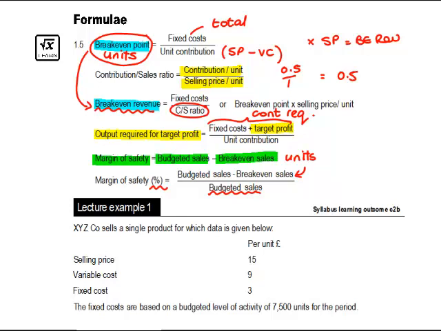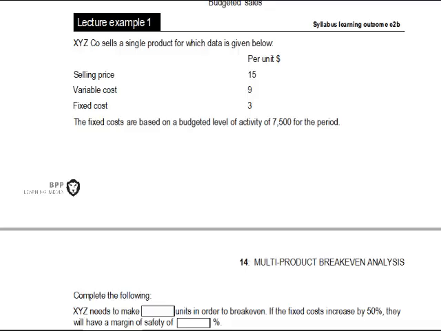Let's have a look at applying some of these in lecture example 1. So XYZ company sells a single product for which data is given below. So we've got selling price of 15, variable cost of 9, and fixed cost per unit is 3. And the fixed costs are based on a budgeted level of activity of 7,500 units for the period.